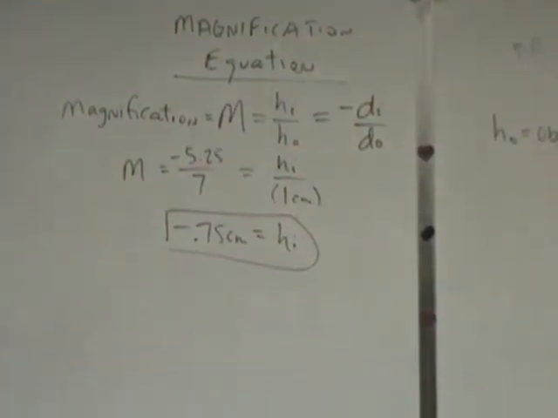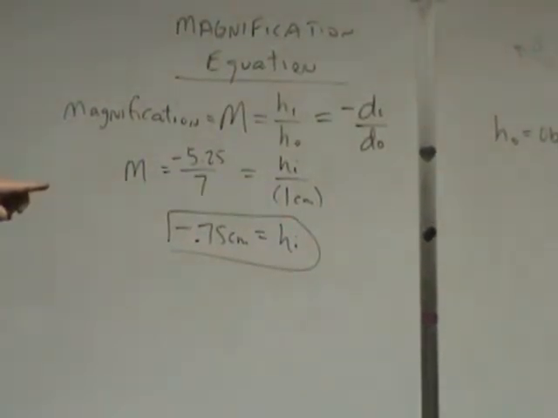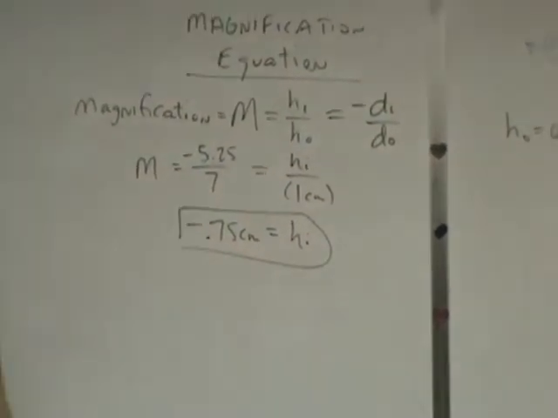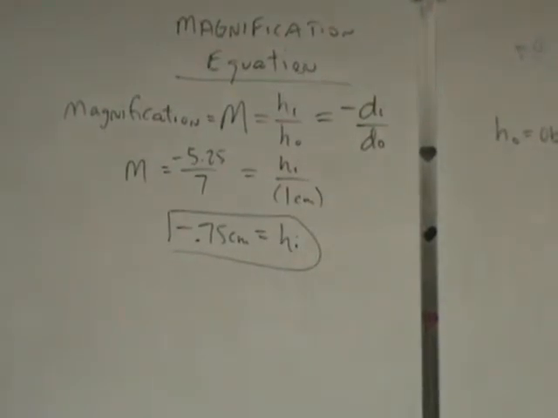So are you guys okay with this? The lens maker's equation to predict where the image distance is, and the magnification equation to predict what the image height is going to be. And that's what you guys are going to do on another example momentarily.